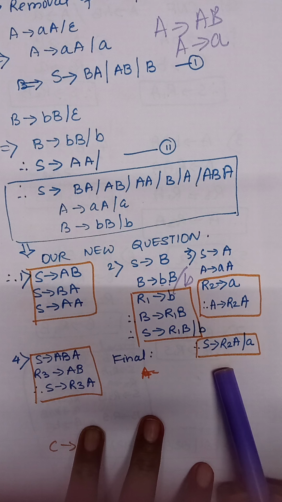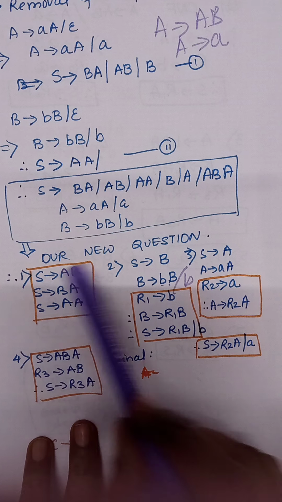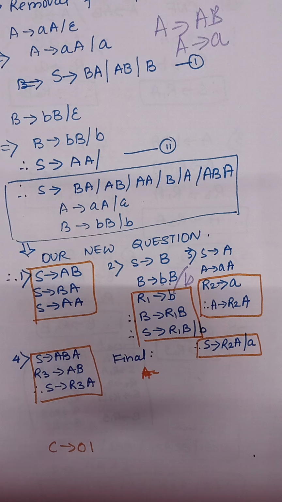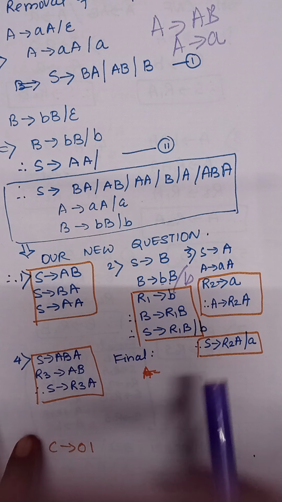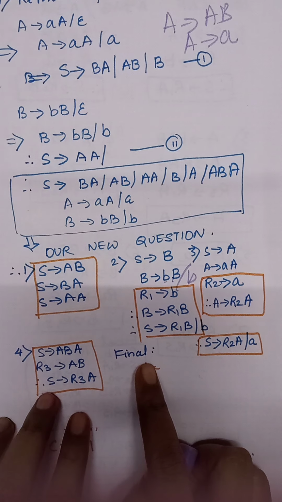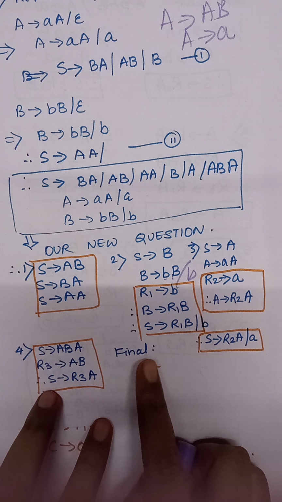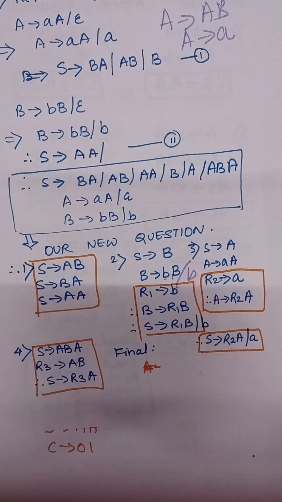So here, after finding all the CNF format, what we have to do is combine everything which is present in orange color, which is nothing but your productions in the CNF. So at the end, as your final CFG, as the final output, we have to combine everything which is present in the orange boxes together. That will be the answer for the CNF format of the given question.